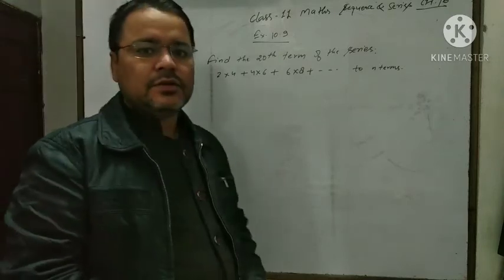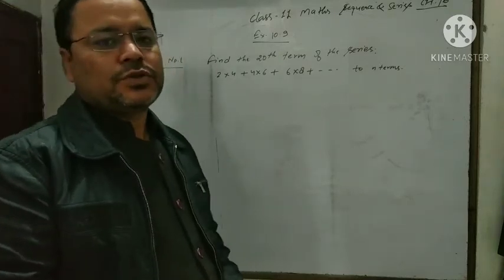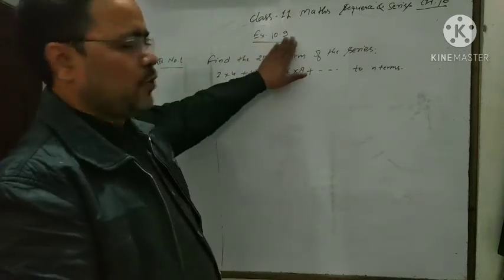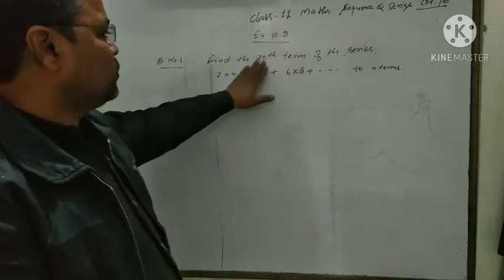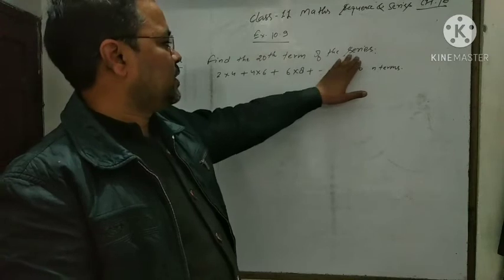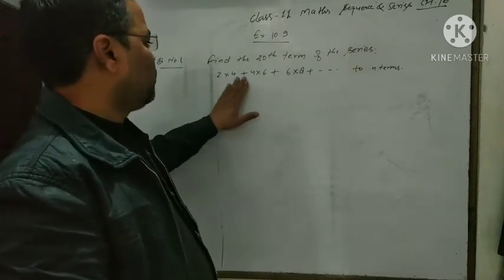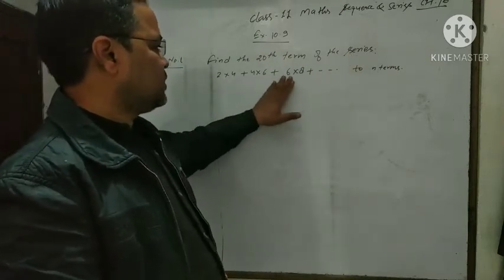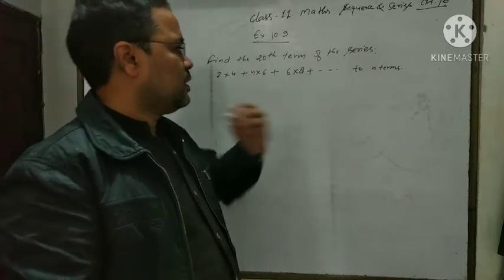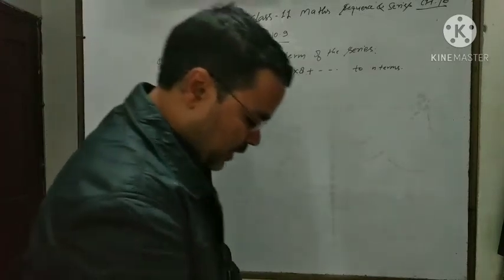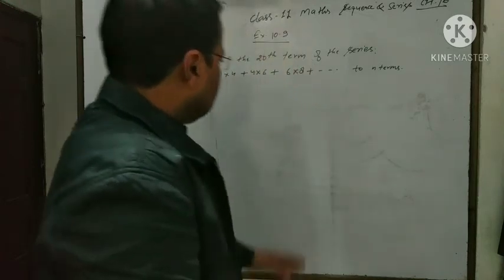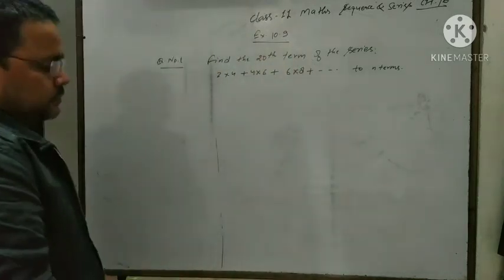Let us see the first question of exercise 10.9. According to the first question, find the 20th term of the series 2 into 4 plus 4 into 6 plus 6 into 8 plus up to nth term. Okay, we have to find its 20th term.